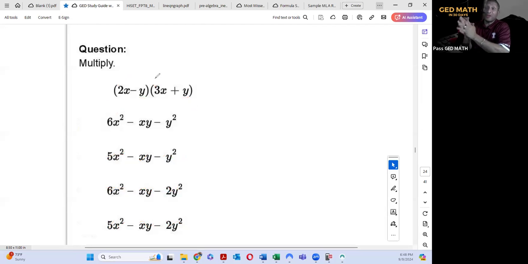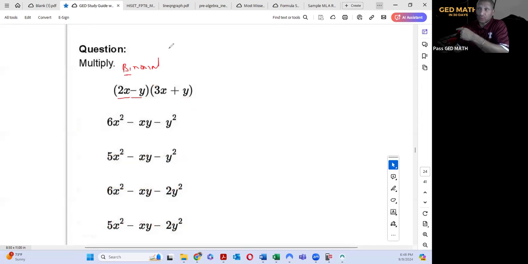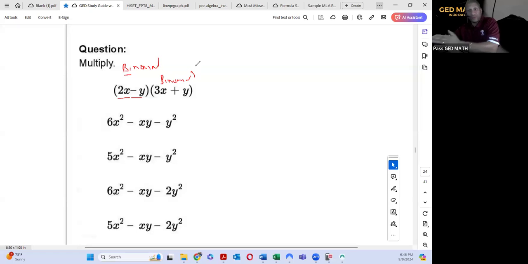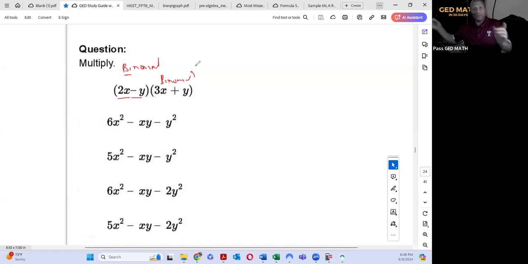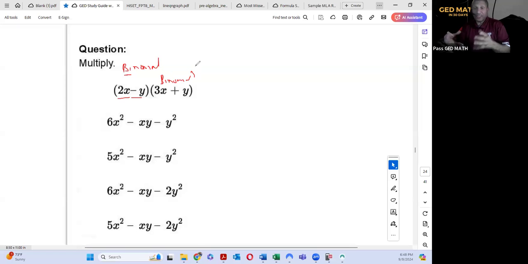So again, multiplying binomials is what's on the GED. One, two terms, binomial, bi meaning two. This is also a binomial. So this is what they call multiplying binomials. This is what's expected of you for the GED. On that high set problem, yes, that is more difficult, but you still should understand the concept. I'm multiplying everything in the first parentheses by everything in the second parentheses. I'm combining like terms, right? And then I'm getting my answer.